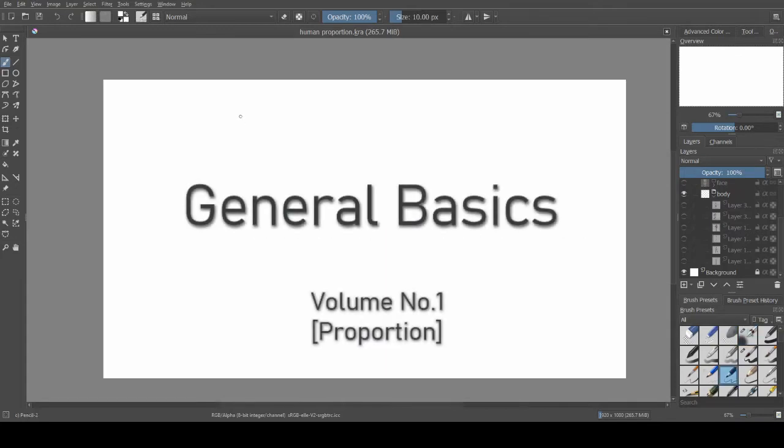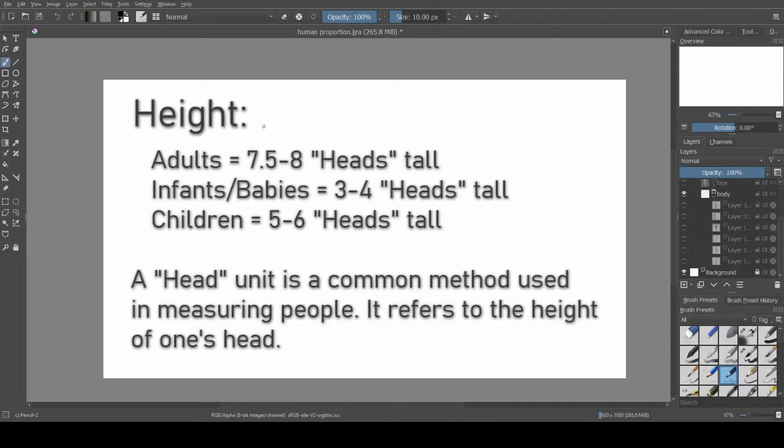So the general basics of drawing people comes down to mainly height. Now, generally speaking, most people are around 7.5 to 8 heads tall, depending on their body type. This is of course the general standard for people when it comes to drawing height. Now, children and infants are generally smaller.